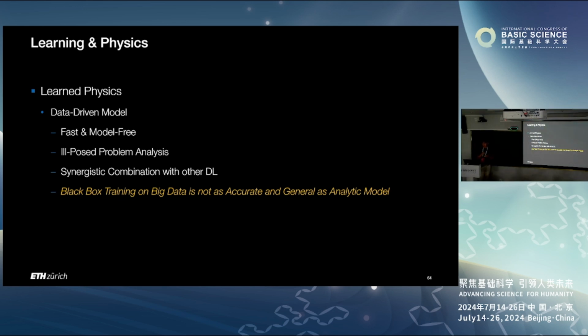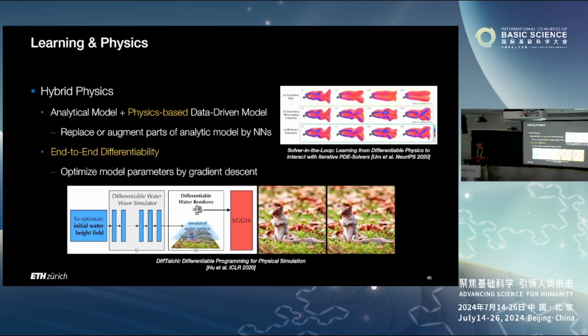So far I've talked about data-driven models, which can be fast and model-free, and can make some great synergistic effects with other neural networks. But black box training doesn't always lead to accurate results. I mean, they're usually not as accurate in general as an analytic model, and that's a big problem of these data-driven models.